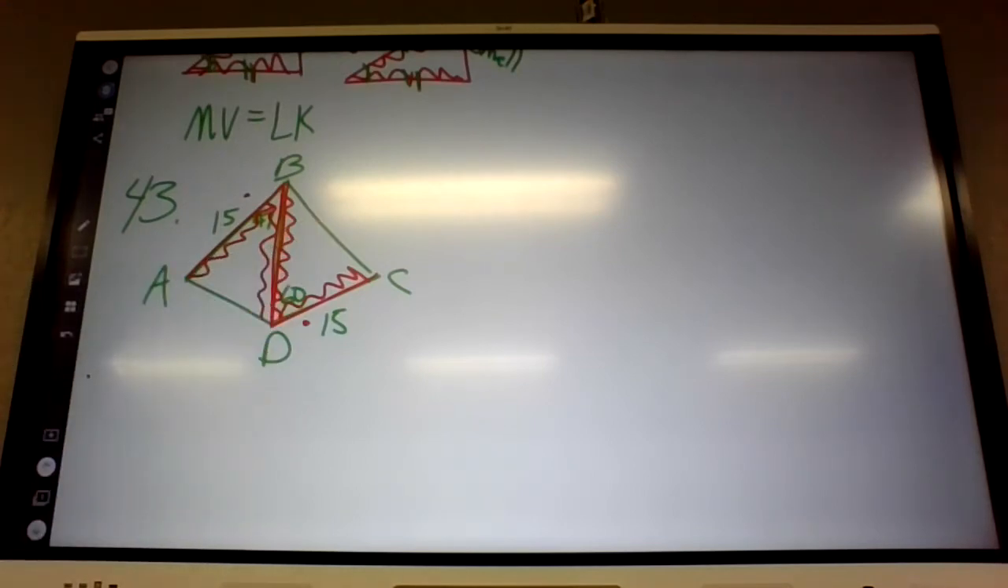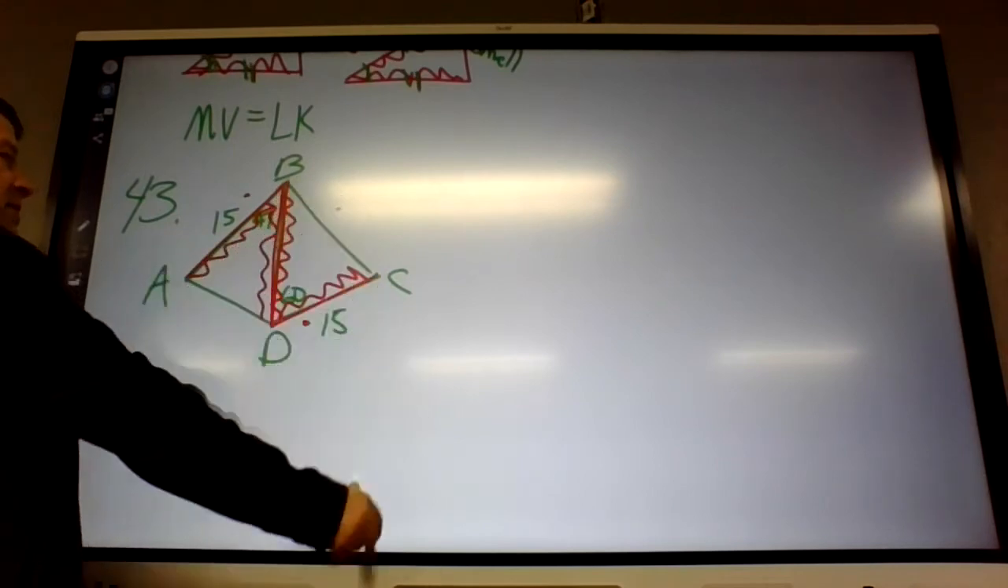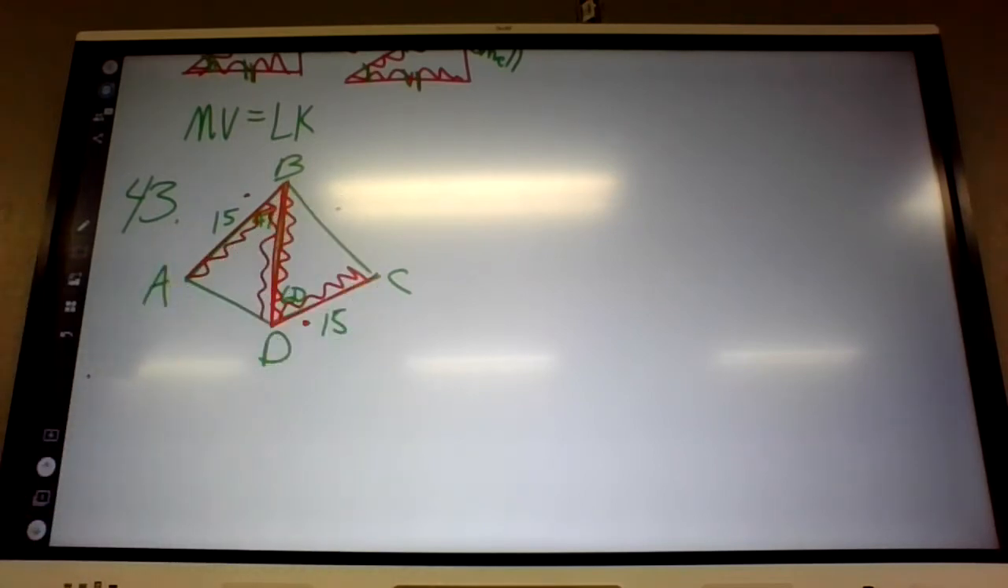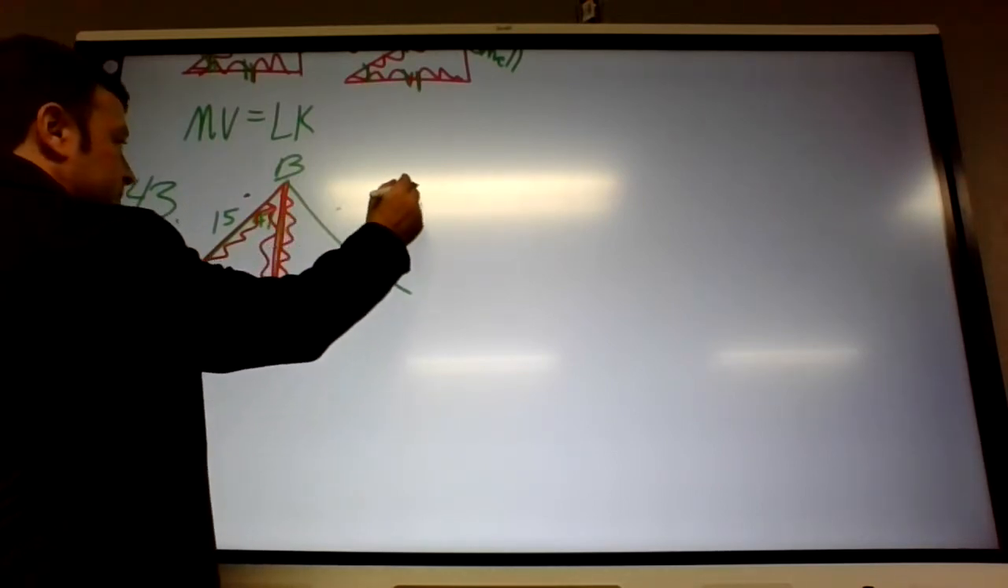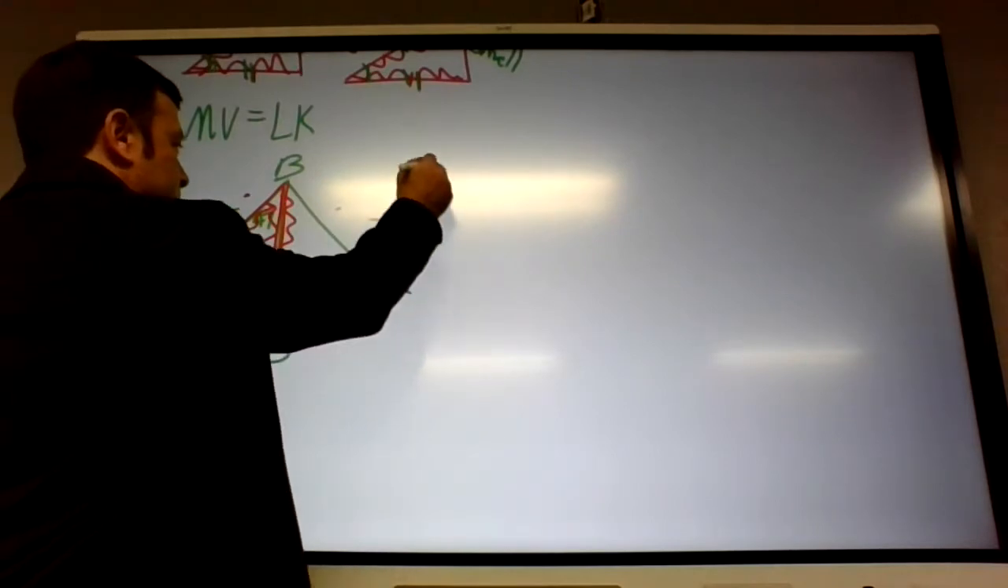So what do we know? BC is greater than AD. BC is big compared to AD. So on problem 43 it says BC blank AD. BC is greater than. Yeah.